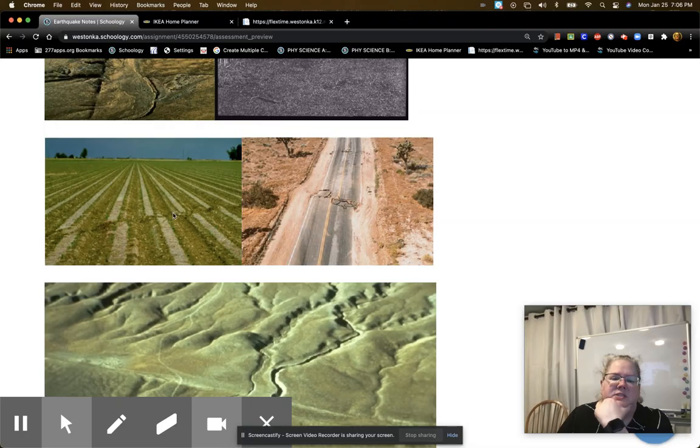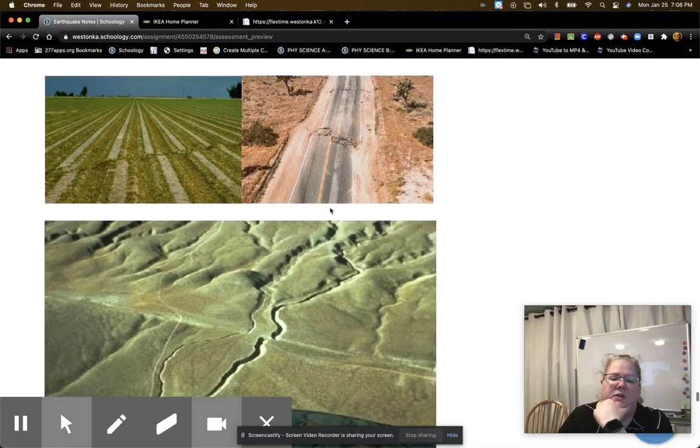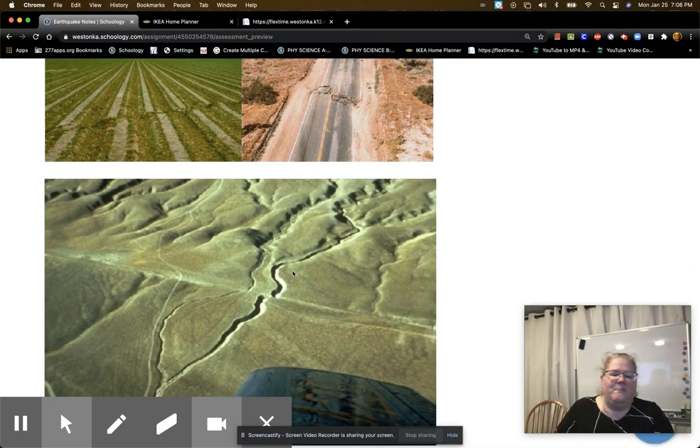Strike slip because they're offset, they're not up or down. And look at this. Here is a really well-defined creek bed. Look at that. And it's completely shifted. These are no longer lining up. Here's one no longer lining up. It's definitely shifted. The bottom has shifted to the left.